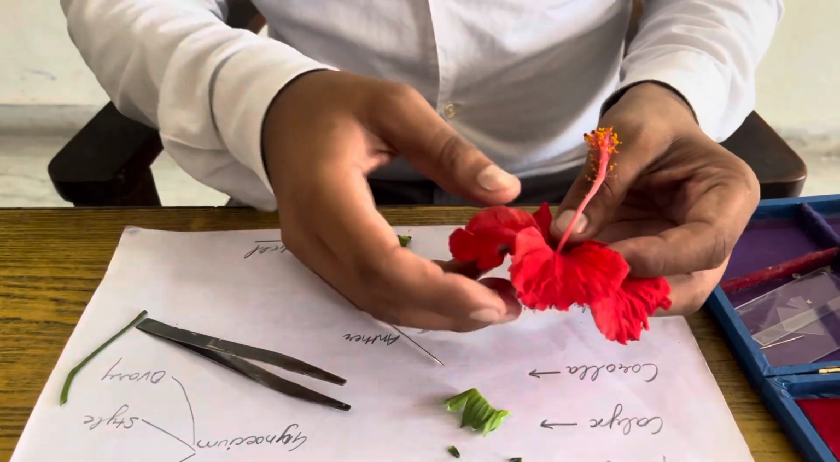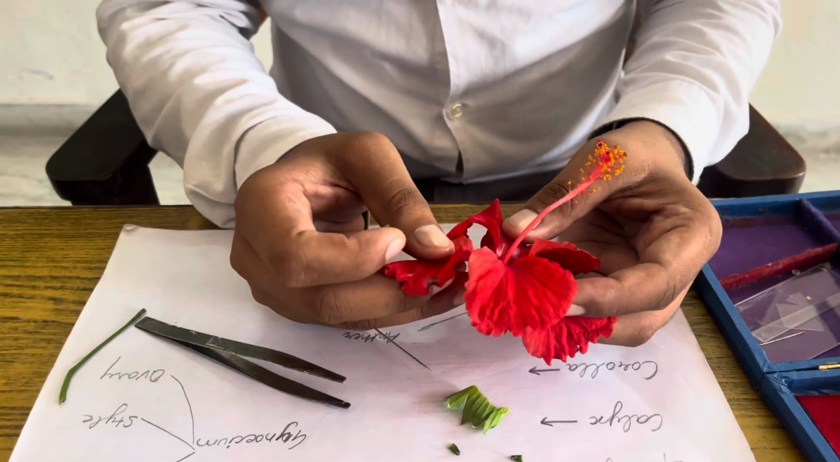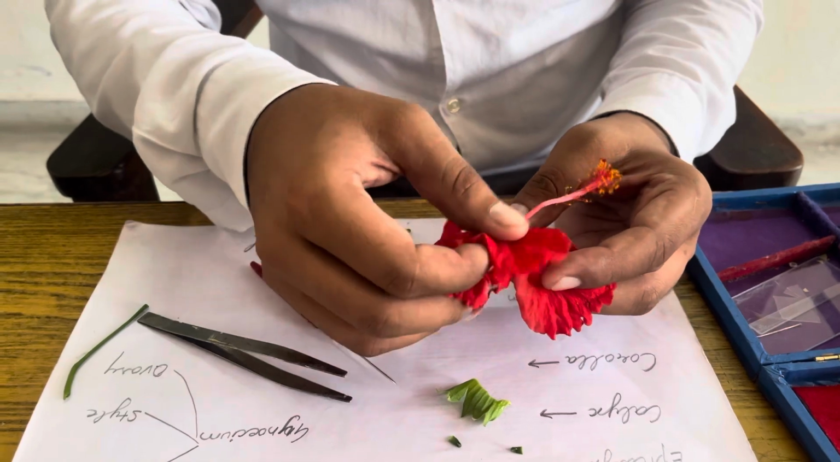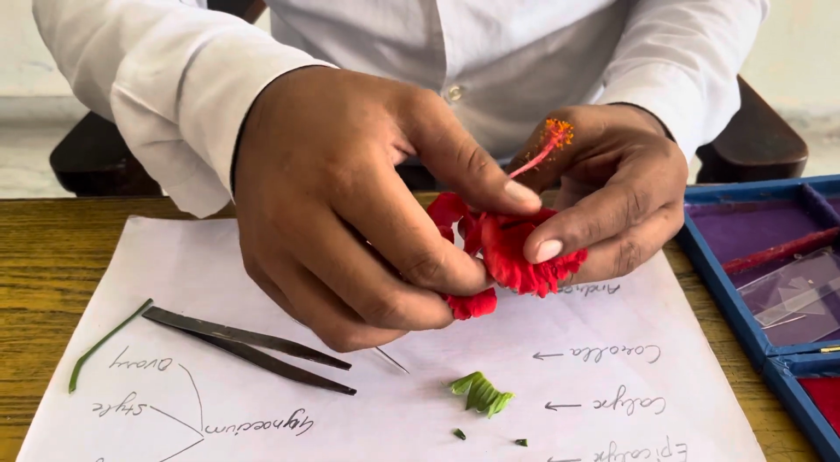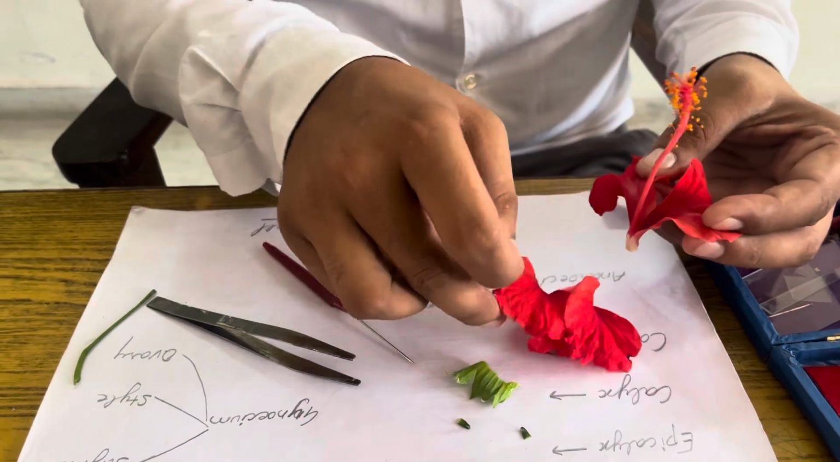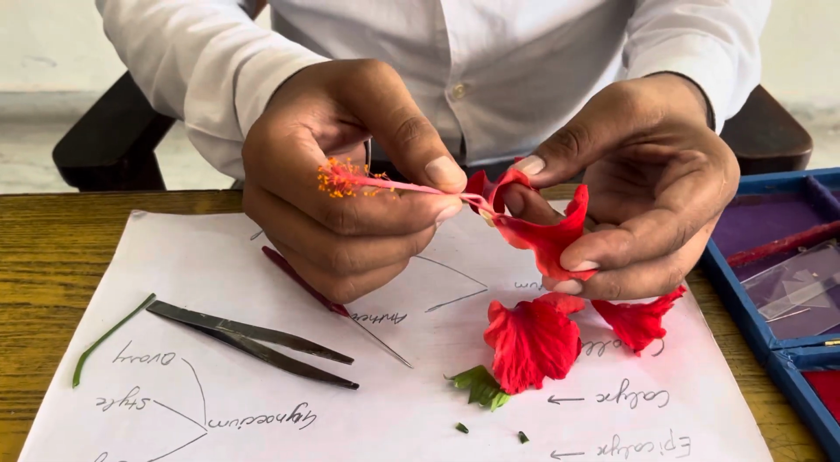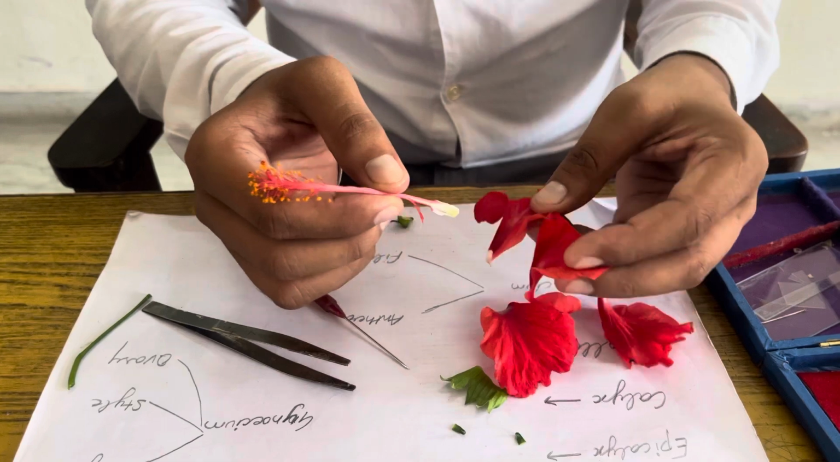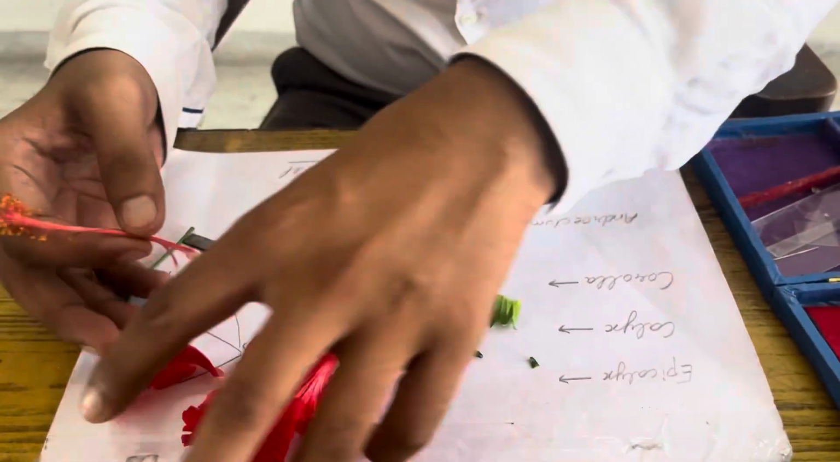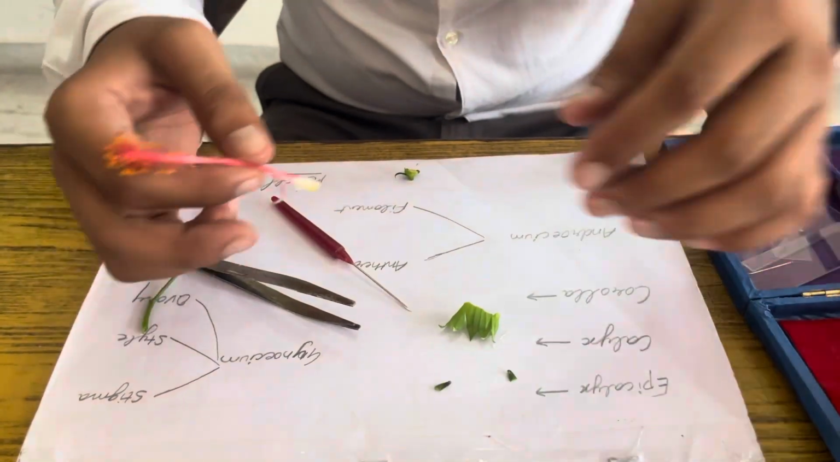Now what are these colored parts? These colored parts are petals, which are responsible for attracting the insects. Now all the petals are removed, and here we have put them down.